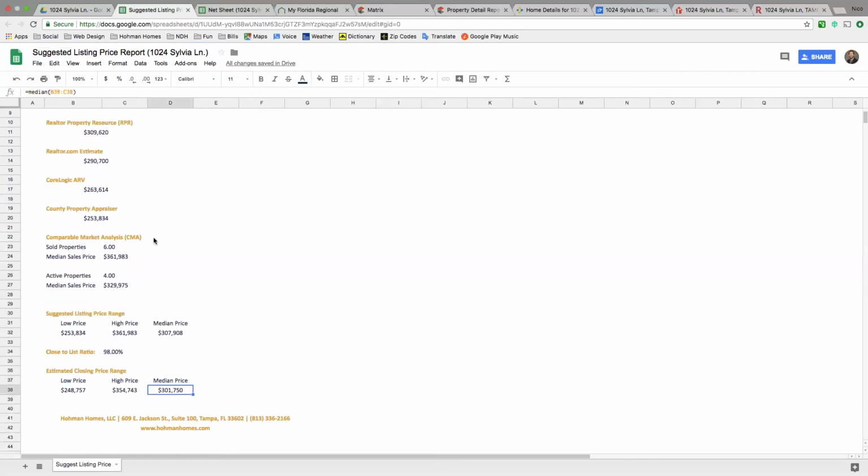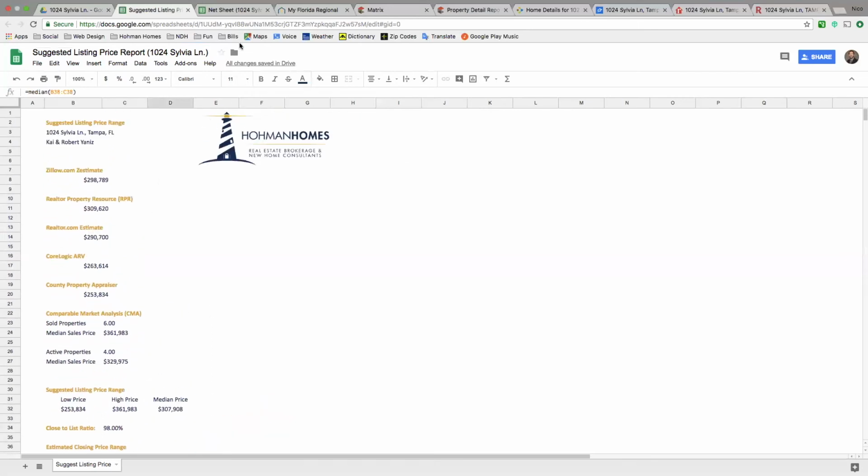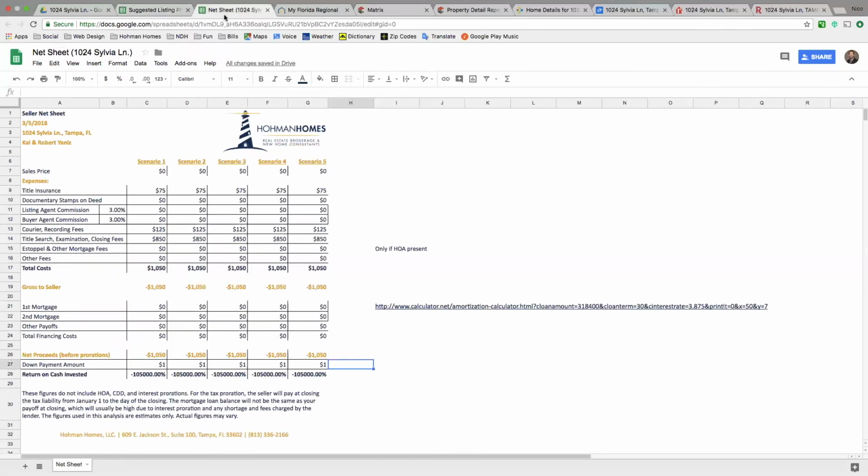So with that, we're going to take these numbers in our suggested listing price report and plug them into our net sheet. So if our middle, we had about 300,000, we'll go about 10,000 off in either direction. This way we'll go 310, and this way we'll go 320. That way we are fairly confident that we will list and close on this home anywhere between 280,000 on the low side and 320,000 on the high side.